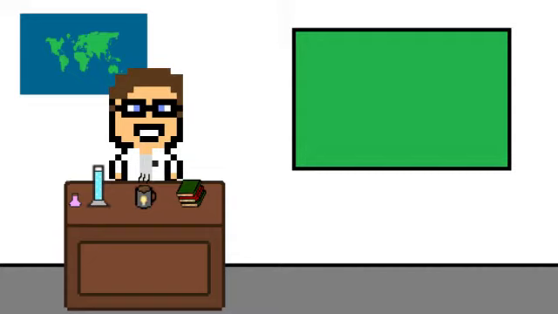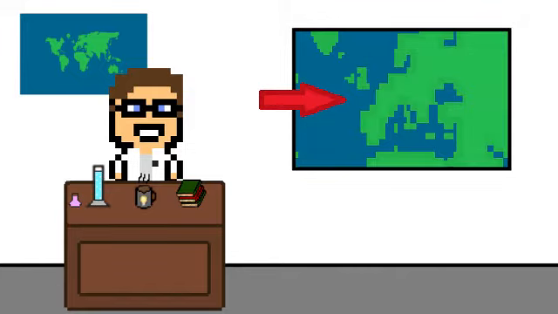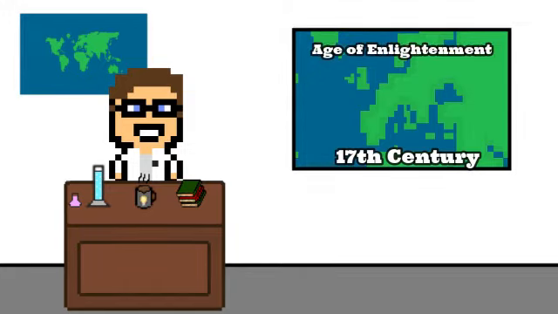Science in its modern form, meaning the modern scientific method, which we'll get into later, emerged in Europe beginning in the 17th century, during what is called the Age of Enlightenment.